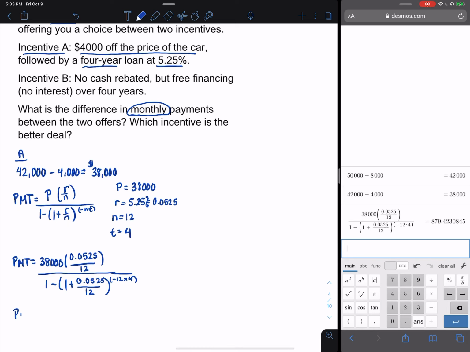So I find that that payment is $879, and then it goes 0.423085. I'll round it to the nearest cent. So I would say that this monthly payment is $879.42.